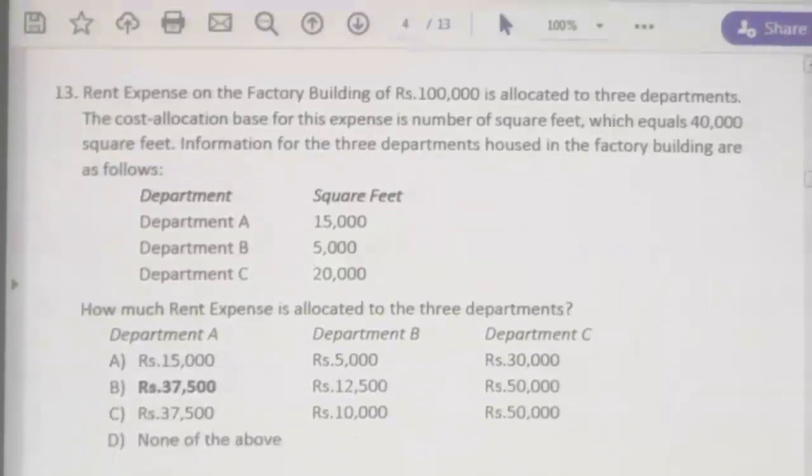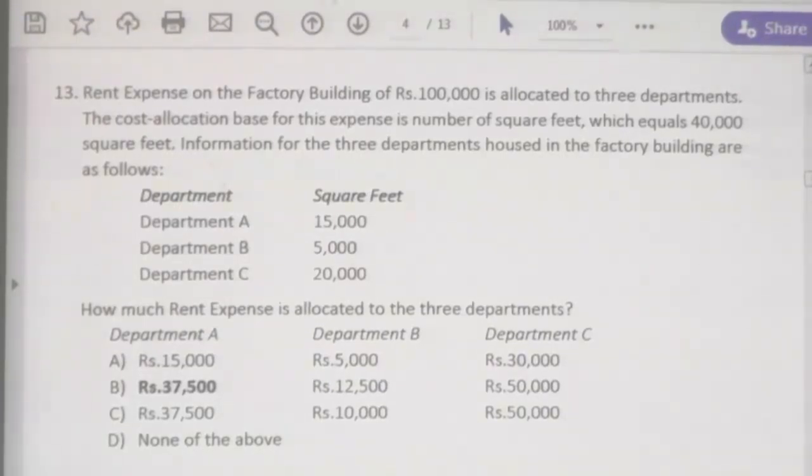Now, moving into question number 13. Rent expense on the factory building, 100,000, is allocated to 3 departments. Rent is an indirect cost. It is manufacturing overhead, factory building rent. It is not a direct cost that can be directly identified with the product. Therefore, you have to absorb it, you have to apportion it.